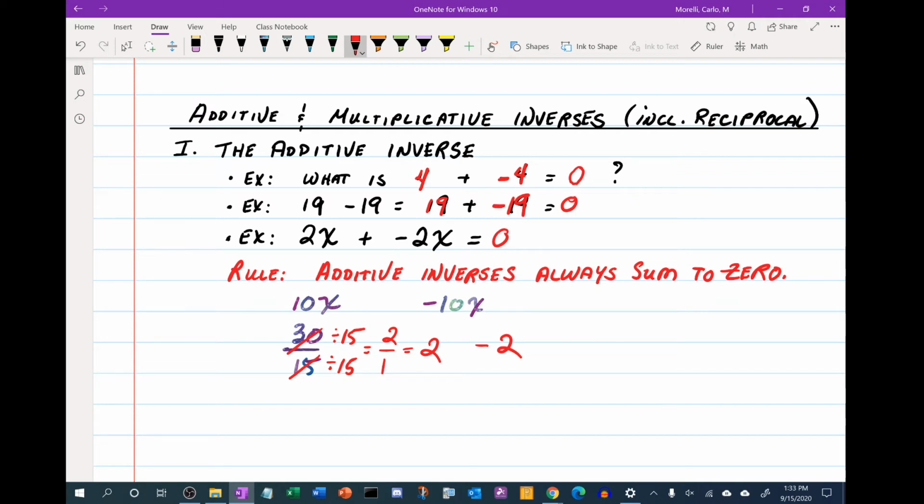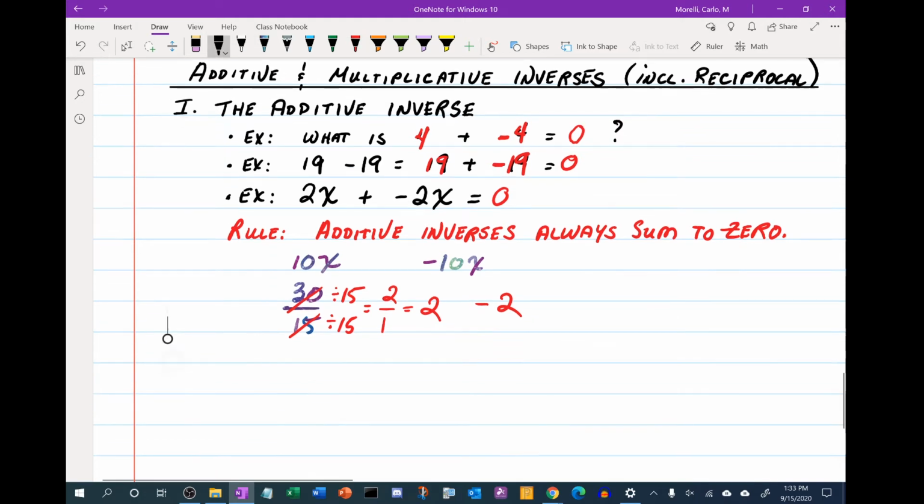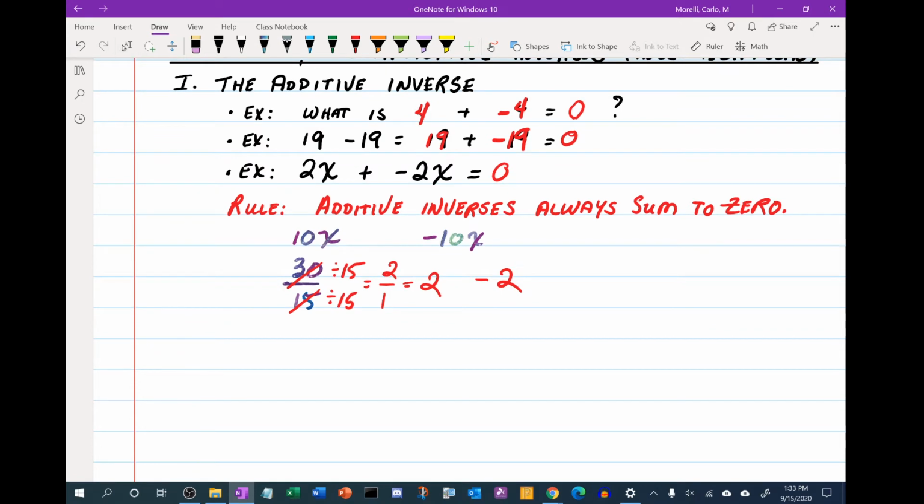Please raise your hand if you feel like you understand this. Additive inverses add to 0 or sum to 0. Okay. That was the easy one, or the one that you already knew. Here comes the one that we're going to learn.